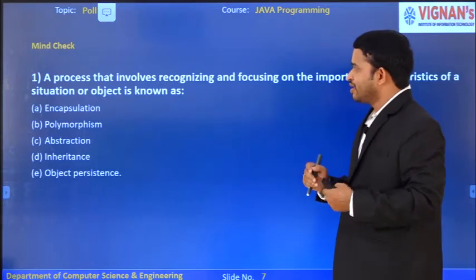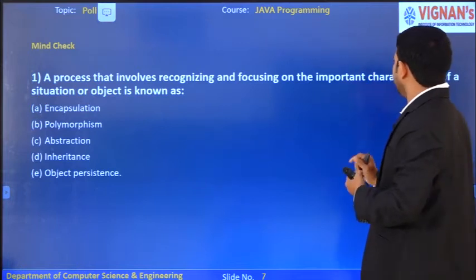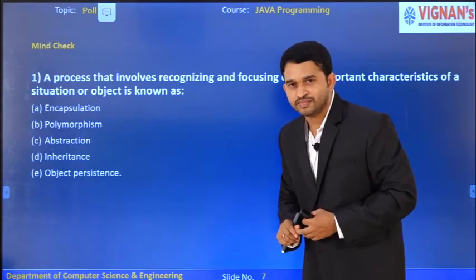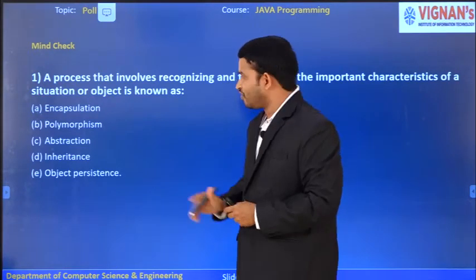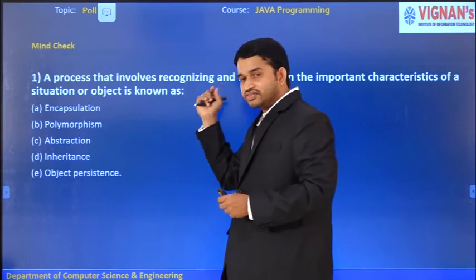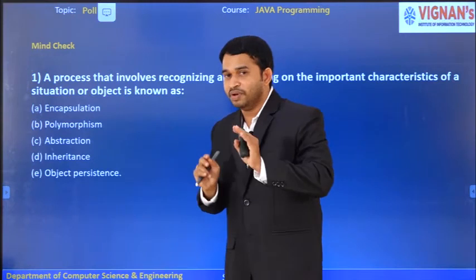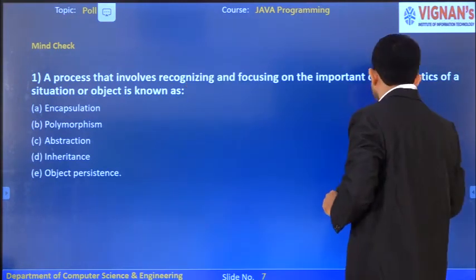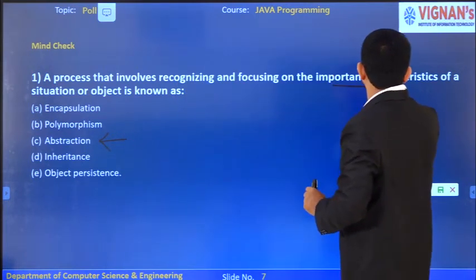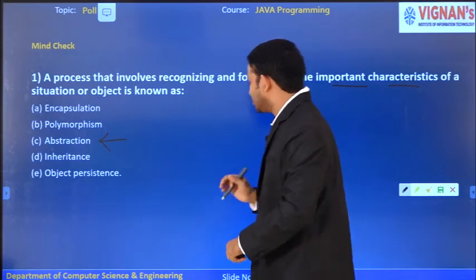The question is: a process that involves recognizing and focusing on the important characteristics of a situation or object is known as what? Focusing on important characteristics means focusing on relevant data, not the implementation. Which concept follows this? Abstraction follows the importance of the characteristics of a particular object. So what is the answer? Abstraction.